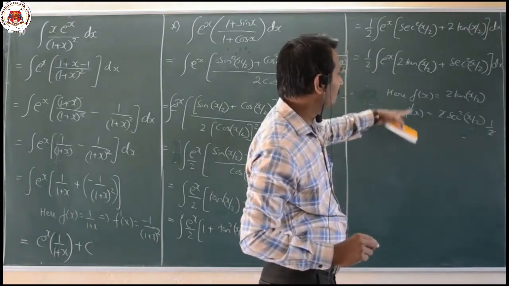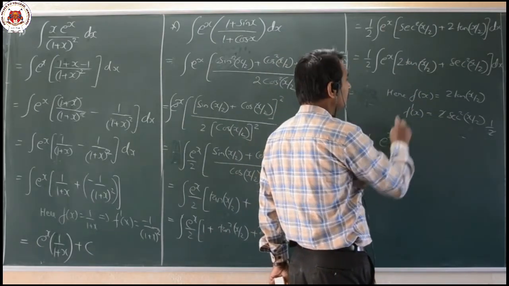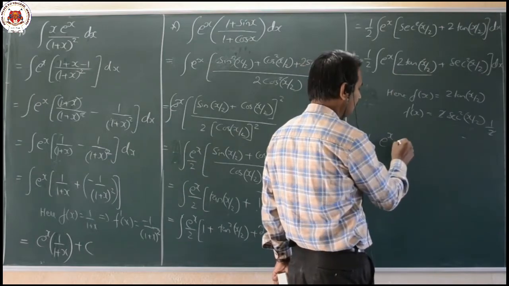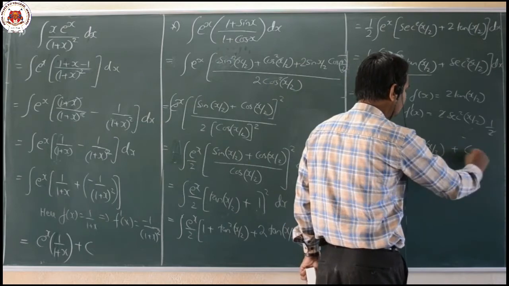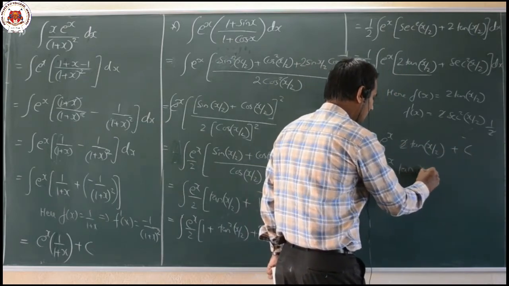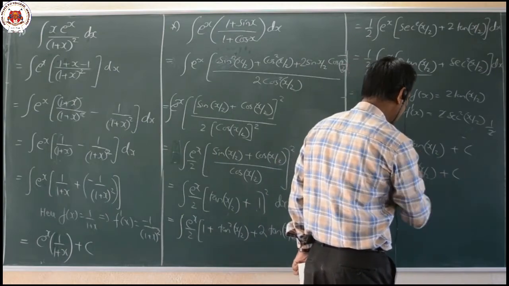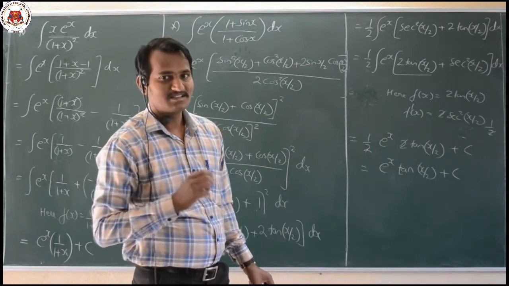Now we will put both of the values here, which is equal to 1 by 2 e raised to x into f of x. F of x value is 2 tan x by 2, plus an integral constant c. So the ultimate answer is e raised to x tan of x by 2 plus an integral constant c. That is your very simple and easy example.